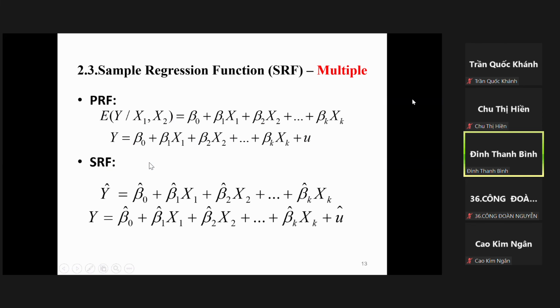Let's see. So here is the multiple regression function. We have more than one x in the model here. So PRF we have this form and SRF we have this form. So p here is the number of independent variables in the model. For example, if we have 2 x in the model, p equals 2. We have 3 x in the model, we have k equal 3.